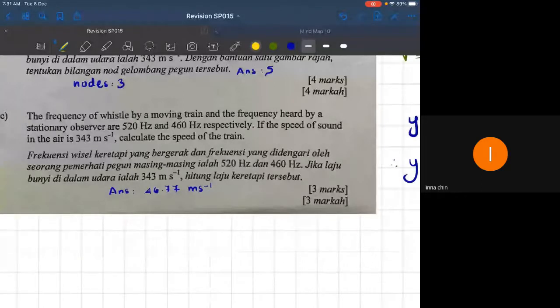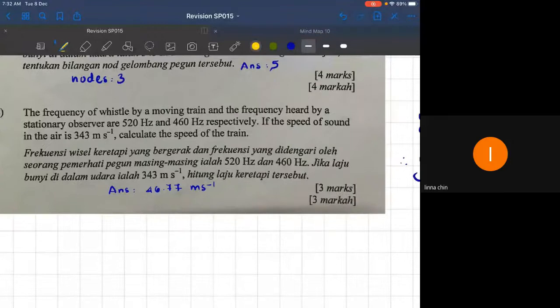Doppler effect ni ada dua orang yang terlibat, iaitu kita ada source yang menghasilkan bunyi, and then kita ada orang yang dengar, iaitu observer. Kita tengok mana satu source, mana satu observer. So kita ada moving train, obviously is a source. Ni bahasa Inggeris, kamu kena hati-hati baca. The frequency of the whistle by a moving train, and then the frequency heard by a stationary observer are 520 Hz and 460 Hz.